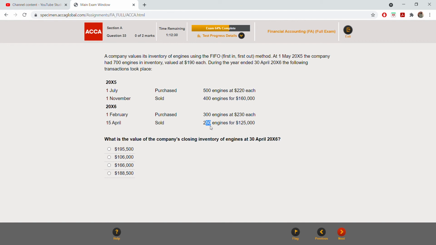Okay. So closing inventory of 50, you will be starting at 190. So 50 at 190, and you're purchasing how much? 500. Okay, 500 will be at 220. Next, you are purchasing 300. This 300 will be at 230. So you add all the three and it will add up to 188,500.